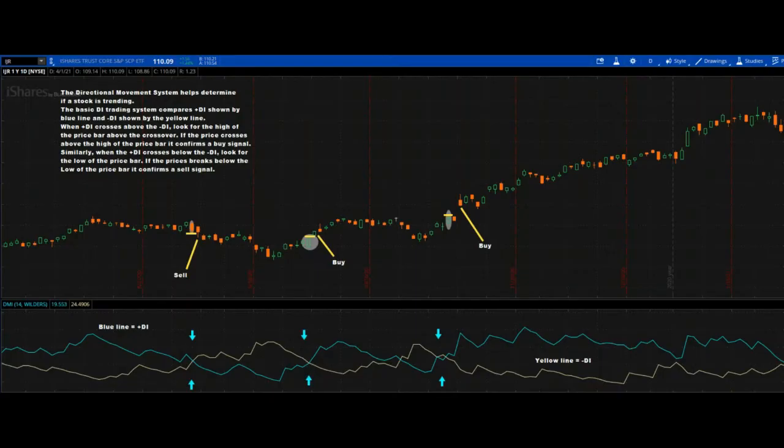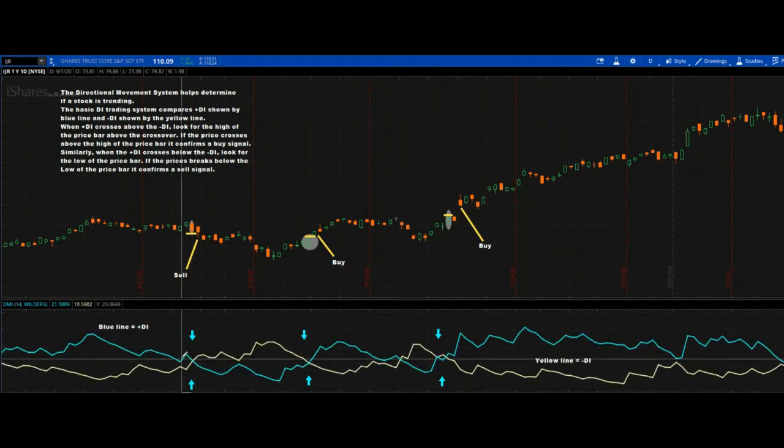Alright friends, this right in front of you is a 1-year daily chart of IJR. This is the price chart, and at the bottom right here I have the directional movement system. This blue line is called plus DI. This yellow line is called minus DI.